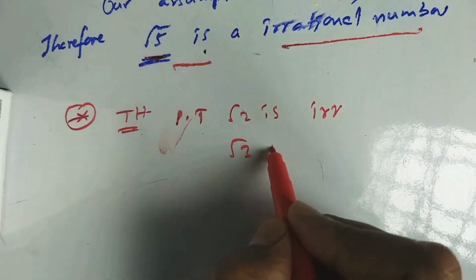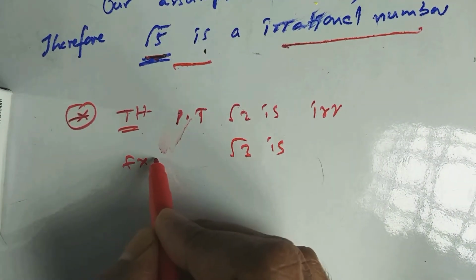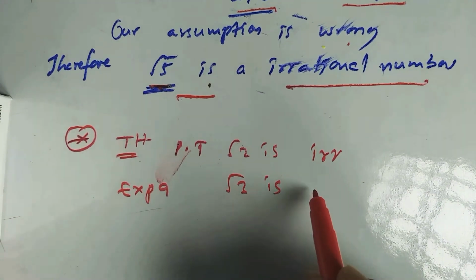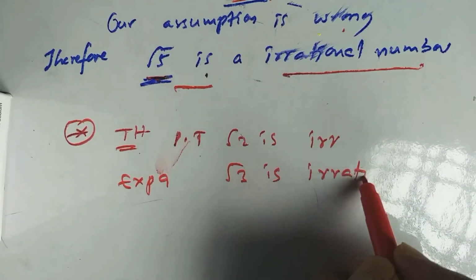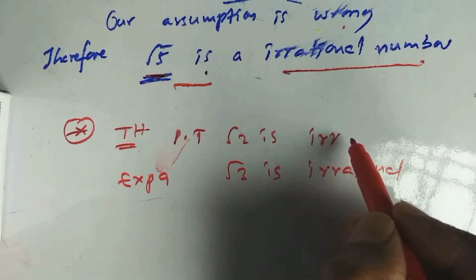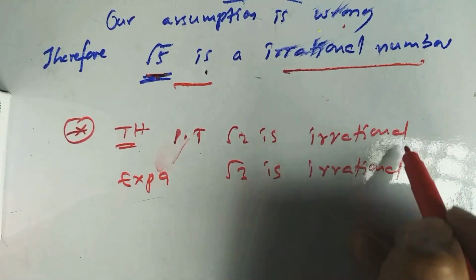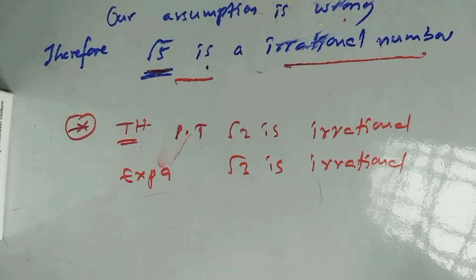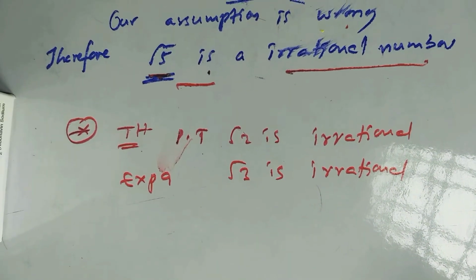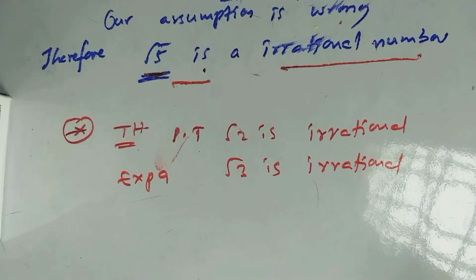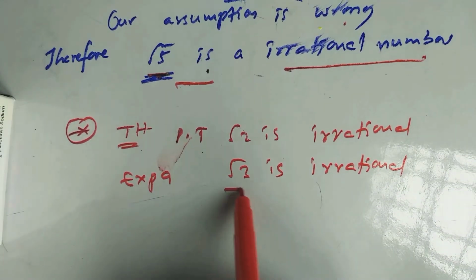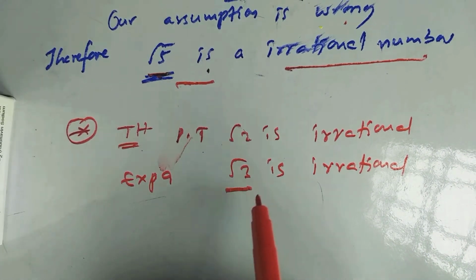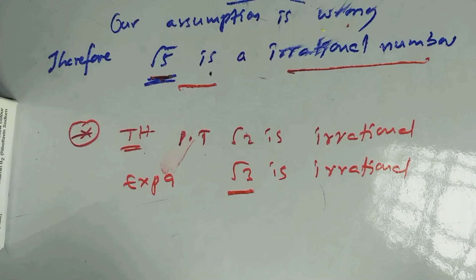Similarly, root 3 is the example problem. This is example 9. Example 9 problem: root 3 is irrational. How can we do this one? Once you learn that, even the average student will do it very easily, because it is a very important problem. Last year and the year before in the CBSE question paper, the root 3 problem was there. Such an important problem.